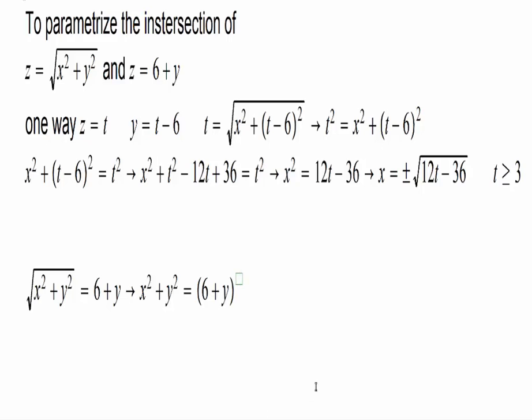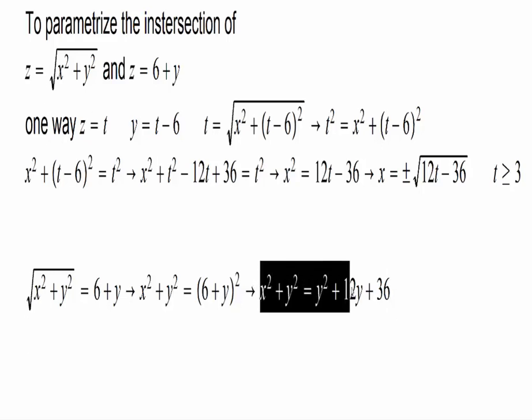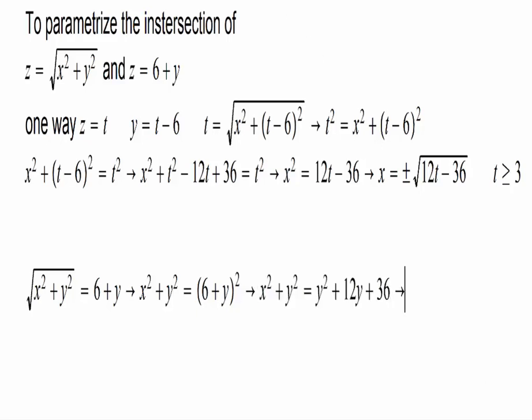Then what happens is we get x squared plus y squared equals, just FOIL the right hand side, y squared plus 12y plus 36. Am I right? Yes, looks right. So the y squared terms cancel, and then I am going to write y in terms of x squared and see where it takes us.